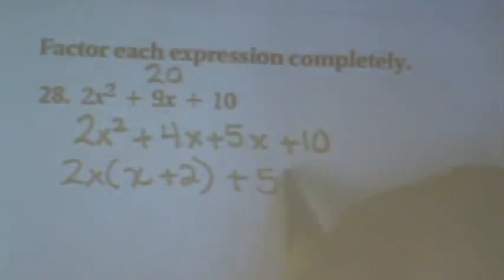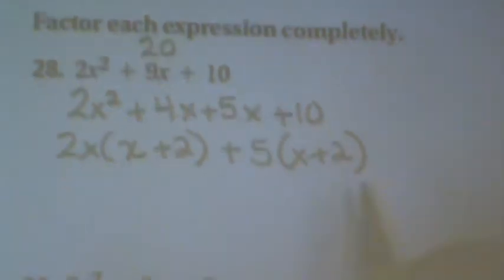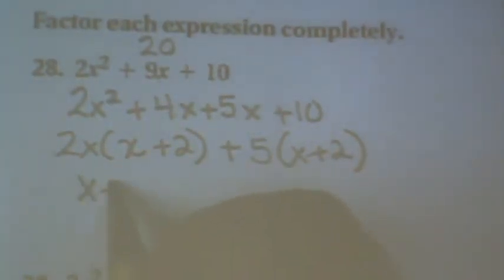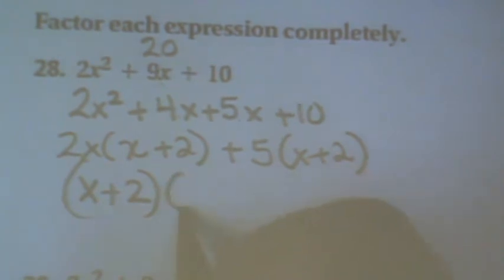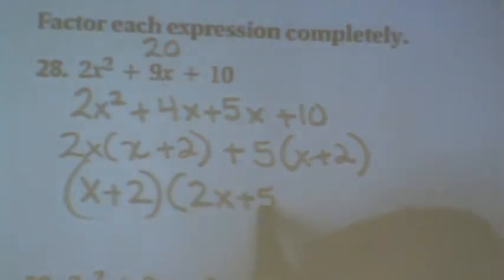Now you're going to factor by grouping. Take what is common in these two. Take out a 2x, you're left with x plus 2. And take out a 5, you're left with x plus 2. So you have x plus 2 you're going to take out, and you're left with 2x plus 5.